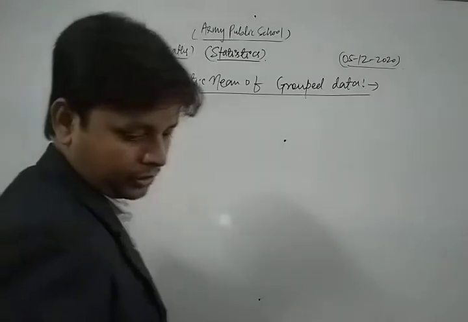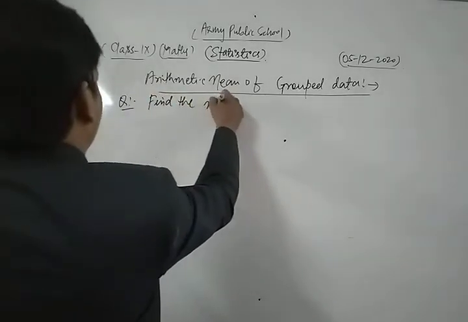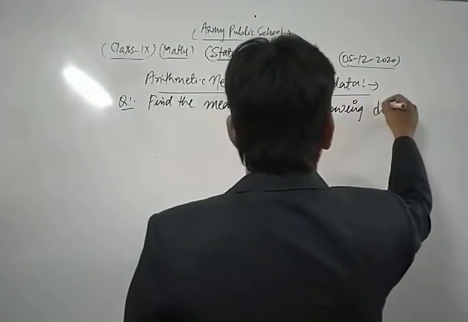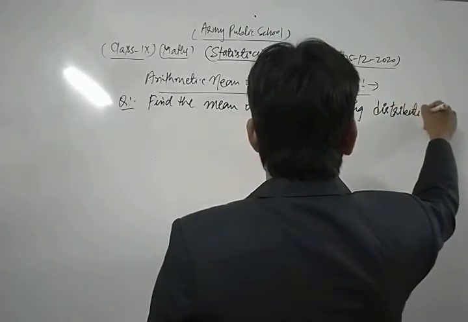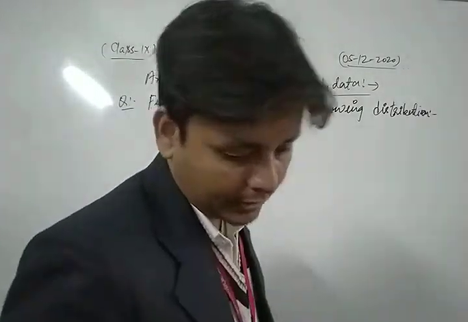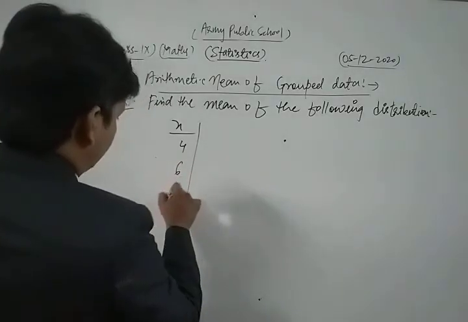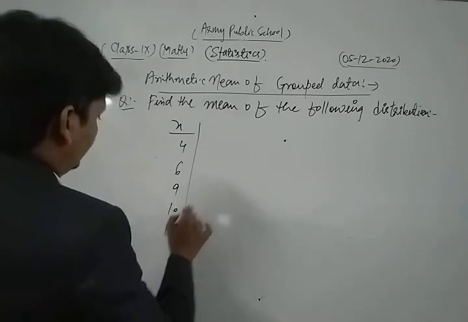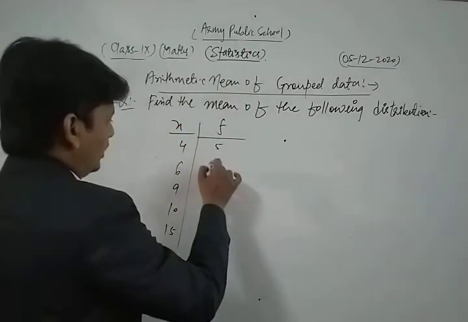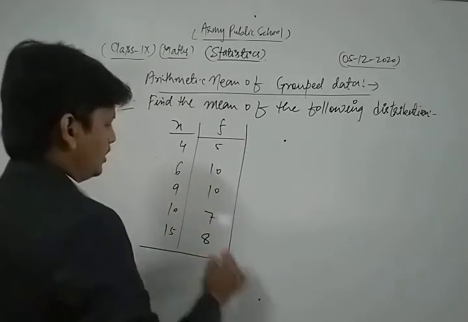Now let's see a question: find the mean of the following distribution. Your distribution is: x is given as 4, 6, 9, 10 and 15, and their corresponding frequencies are also given in the question, which are 5, 10, 10, 7 and 8.